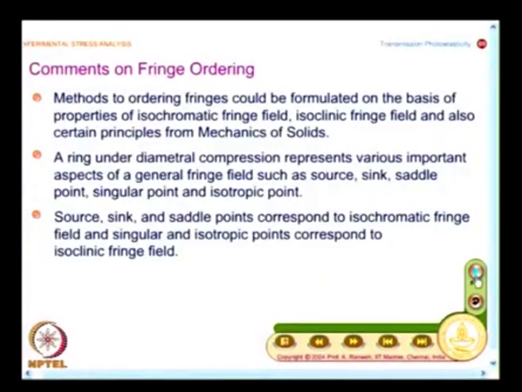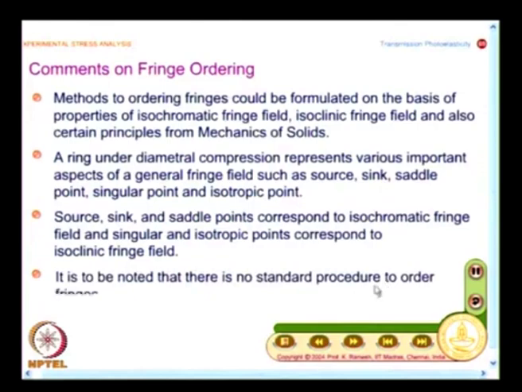And now I go and look at the last aspect. It is to be noted that there is no standard procedure to order fringes, you must keep that in mind. These are all guidelines. Guidelines, you have to use intelligently. Guidelines are different from a standard fixed step for identifying this. Guidelines will help you how to tread the path.